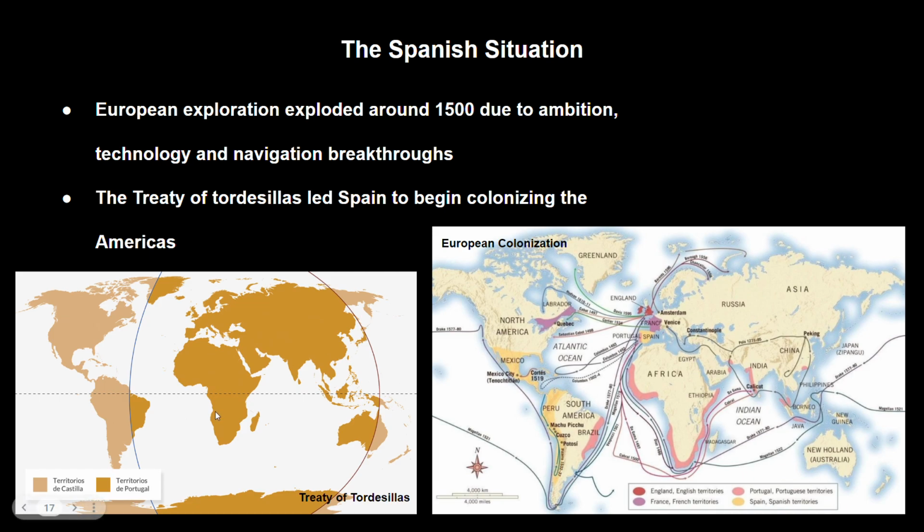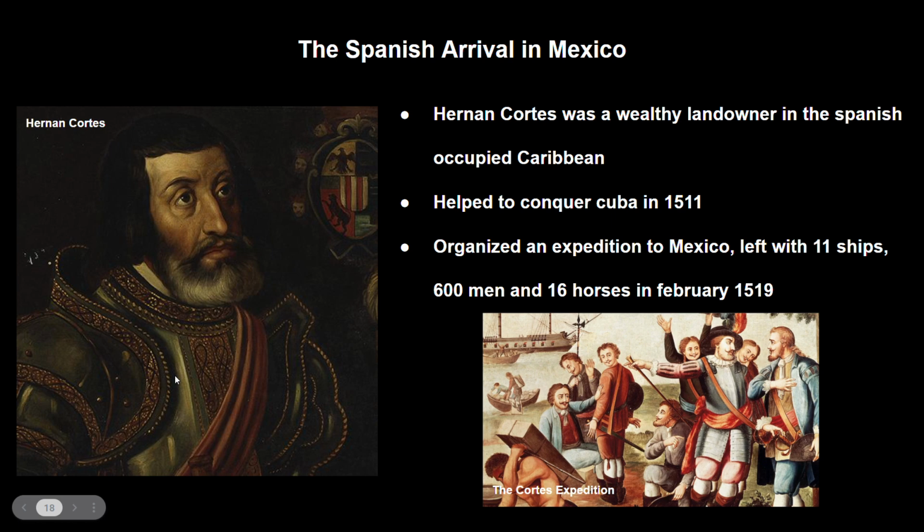And from the Spanish perspective, in particular, after the Treaty of Tordesillas, which granted pretty much all of the Americas to Spain, while granting pretty much the rest of the world to Portugal, Spain began to focus its colonization efforts on the Americas, beginning with the Caribbean islands of Hispaniola and Cuba. The Spanish would eventually begin to venture out onto the American mainland in Mexico, and Hernan Cortez would be an instrumental figure in this effort.